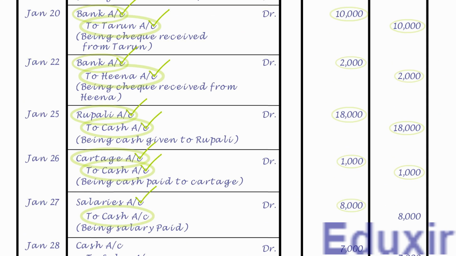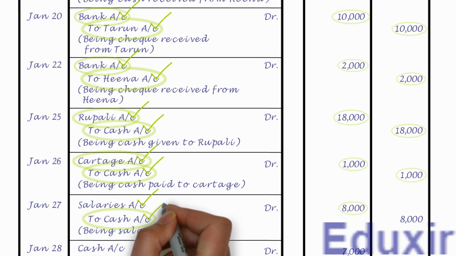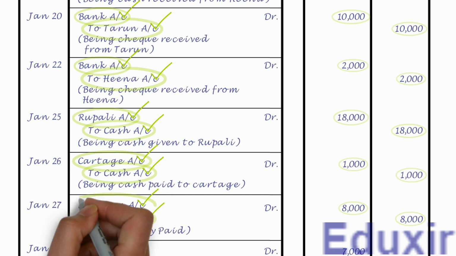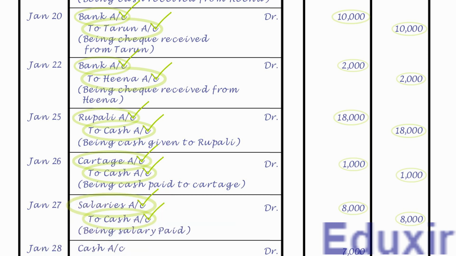As the name suggests, it needs to be posted on the credit side of cash account and the credit amount is 8000 rupees. Note that the details that need to be posted into the particulars column is salaries account. We already have the cash account. Let us now post this entry into that account.